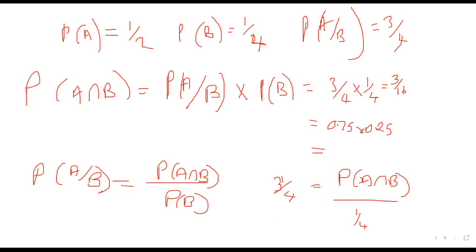All right, what did you get? 0.75 times 0.25. This is 0.1875. Okay, I want to move bit by bit. I don't know where we usually get it wrong.